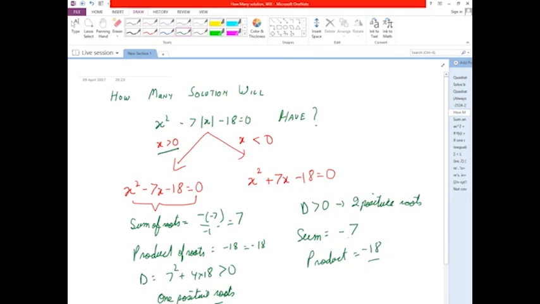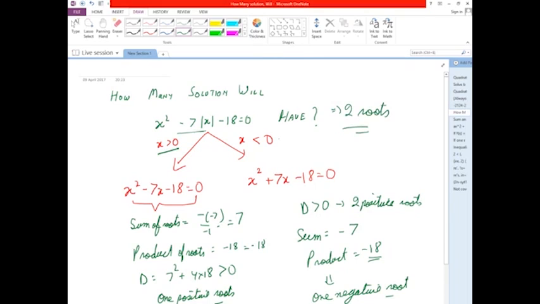Again, the sum is negative, which means just that the negative root will probably be bigger than the positive root in absolute value. But the product is negative, and that tells us again that one root will be positive and one will be negative. Using that, you know that there will be one negative root from here. So overall, this particular equation will have two roots.